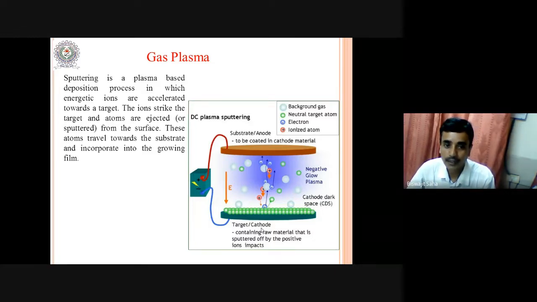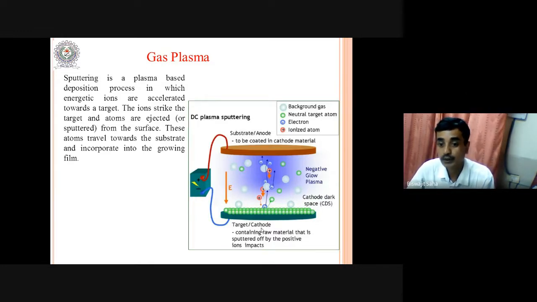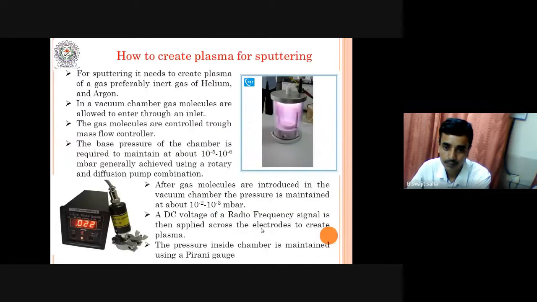So sputtering requires this plasma, and this is the acceleration of the ions created during the plasma state. The ions accelerated by the electric field gain high kinetic energy and hence high momentum, which can be imparted to the target attached to the cathode. So this is the requirement of plasma creation inside a chamber.